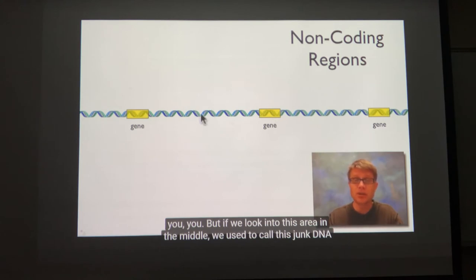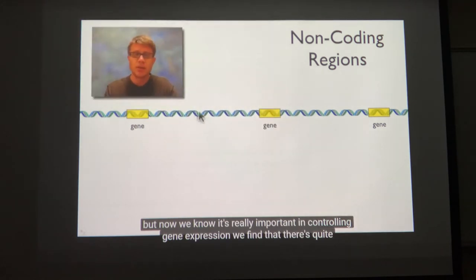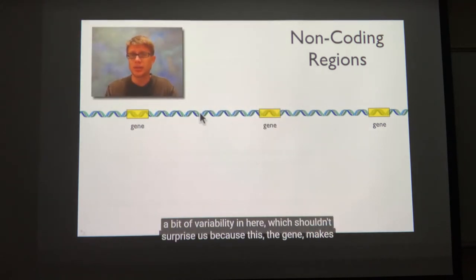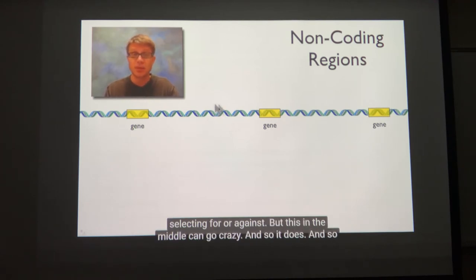But if we look into this area in the middle, we used to call this junk DNA, but now we know it's really important in controlling gene expression. We find that there's quite a bit of variability in here, which shouldn't surprise us, because the gene makes the protein, and the protein makes the phenotype, and that's really what natural selection is selecting for or against. But this in the middle can go crazy, and so it does.